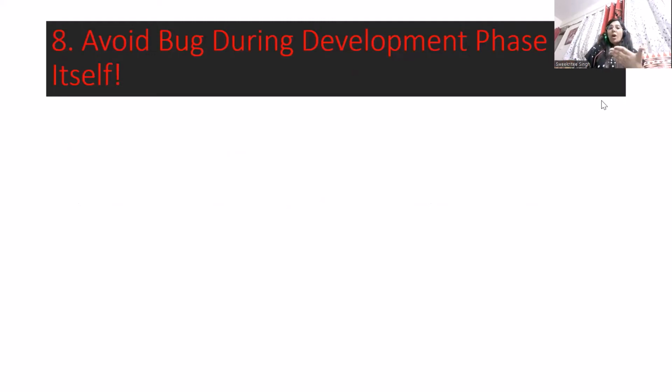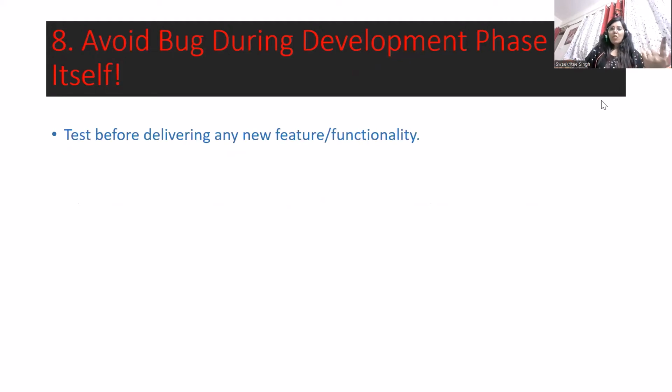Next is avoid bugs during the development phase itself. So test before delivering any new feature or functionality. Guys, nobody likes bugs. Customers don't like them. QA don't. Okay, QA may like them because it increases their bug count, but we developers hate bugs, because every time one comes it's like, oh God. So if you want to avoid bugs, test before delivering any new feature or functionality.